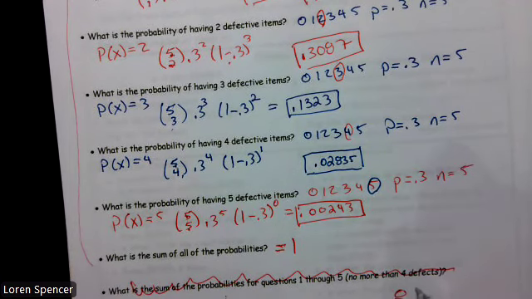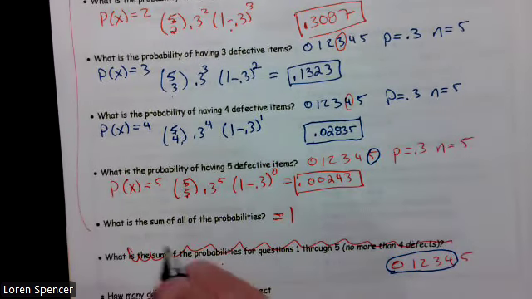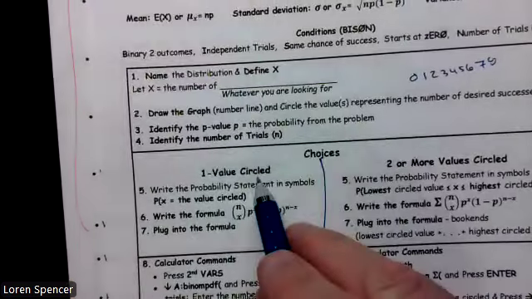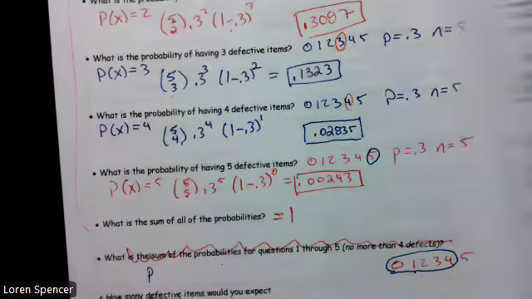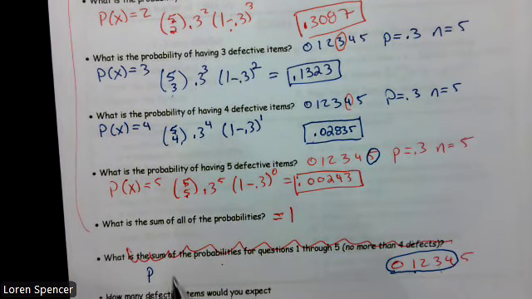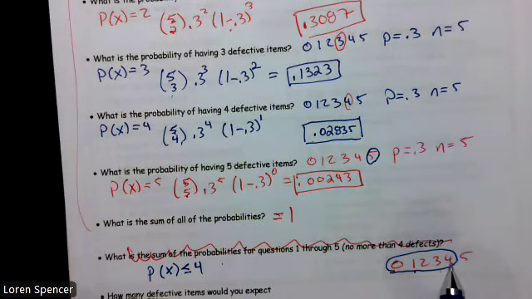Because in this case, we go 0, 1, 2, 3, 4, 5. No more than 4 defects means I could be looking for these values, and that will be handled in the next video. Because we're not going to be looking at one value, we're looking at 2 or more values. So be careful if you're circling more than one value, you're going to have to use the other column. Also, our probability statement would be different. Our probability would be the probability that x is less than or equal to 4.